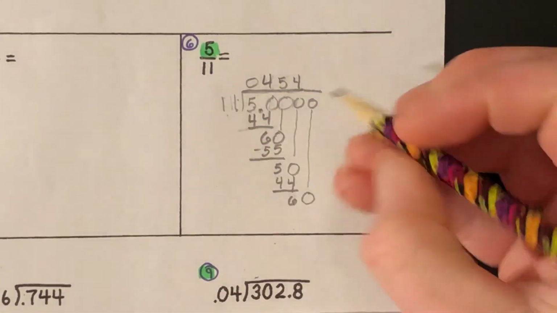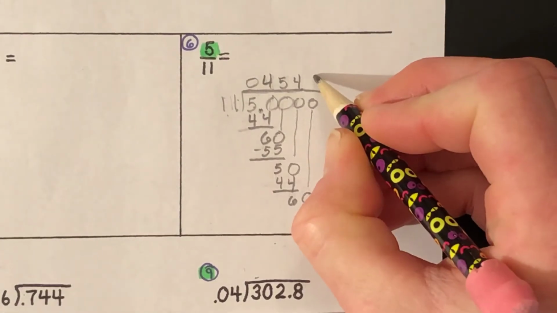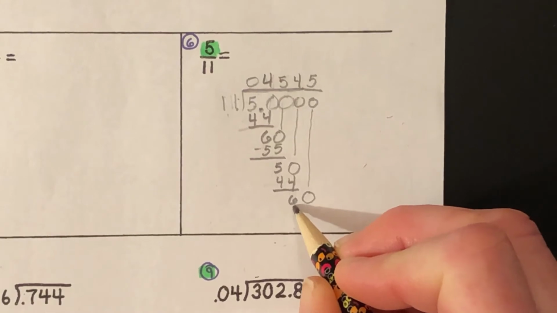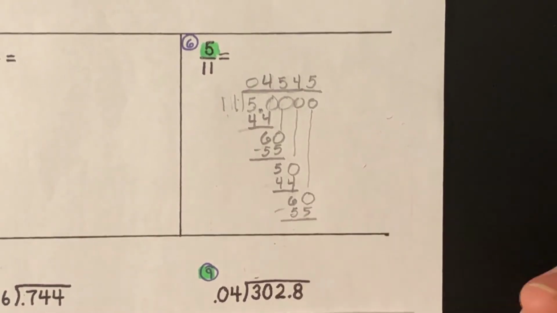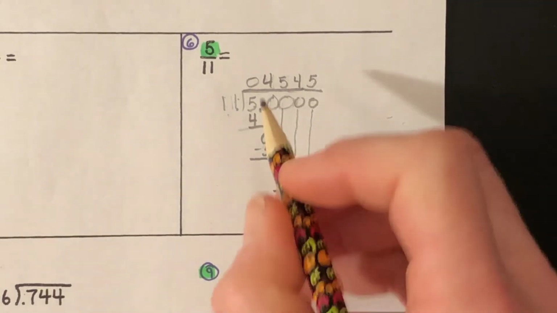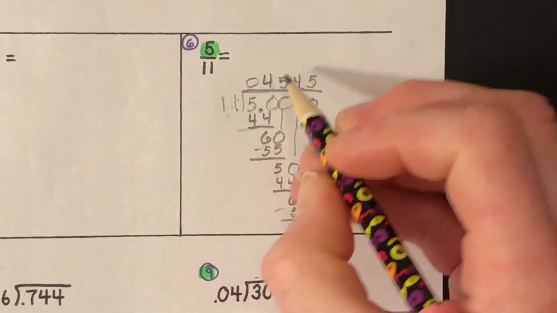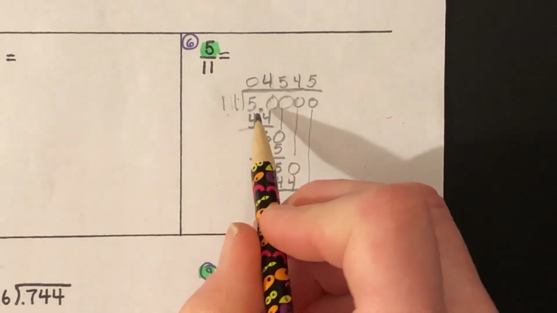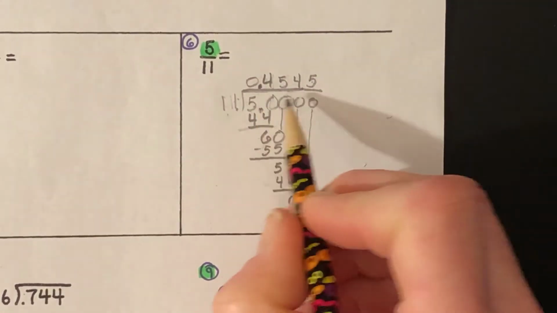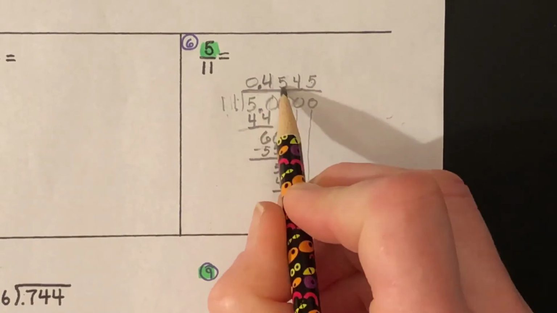11 goes into 60 again 5 times. I see that I'm going to continue doing the same thing over and over again, so it's time to stop. Obviously, I have some repeating decimals. I see 4 5 4 5. So the 4 and the 5 are repeating. Let me take my decimal and put it back up again in the answer. I see that I have the 4 and the 5.